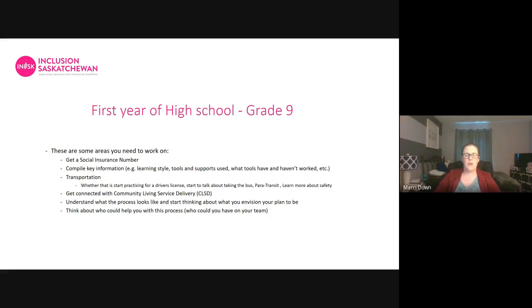And think about who could be a part of the team. This is a great time to start asking people if they could be a part of that team. It could be anyone. It could be a neighbor. It could be a sibling. It could be a family friend. It could also be an organization. And as you're going through the planning process, there are going to be more organizations and supports that come up that you can add to the team.